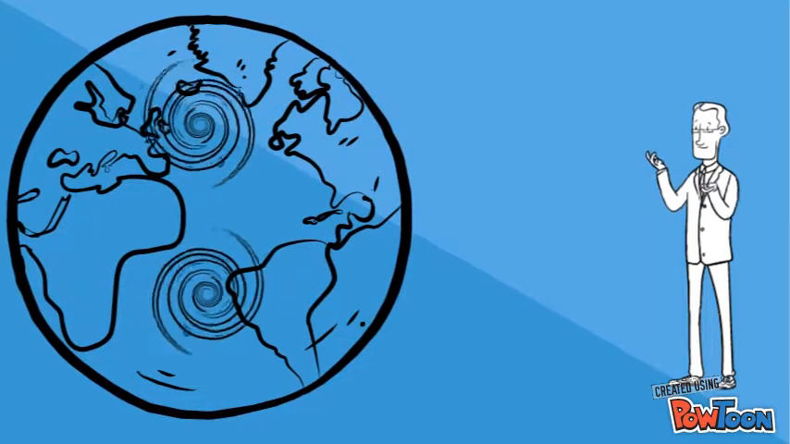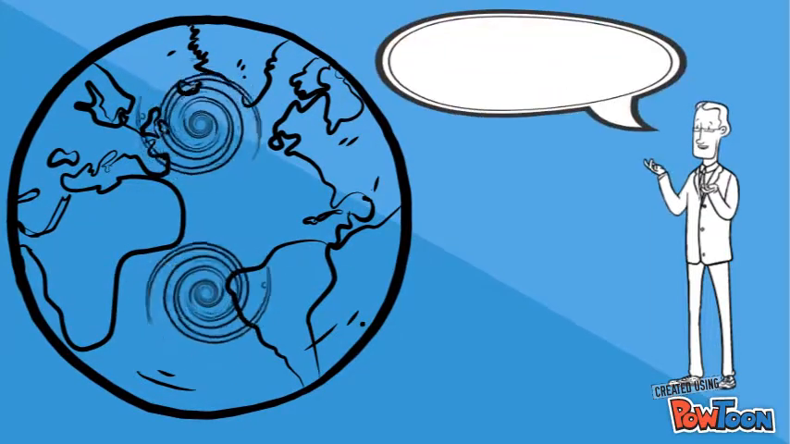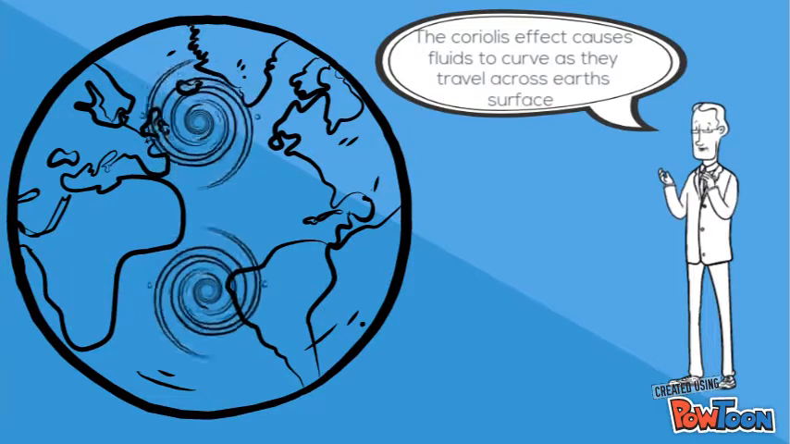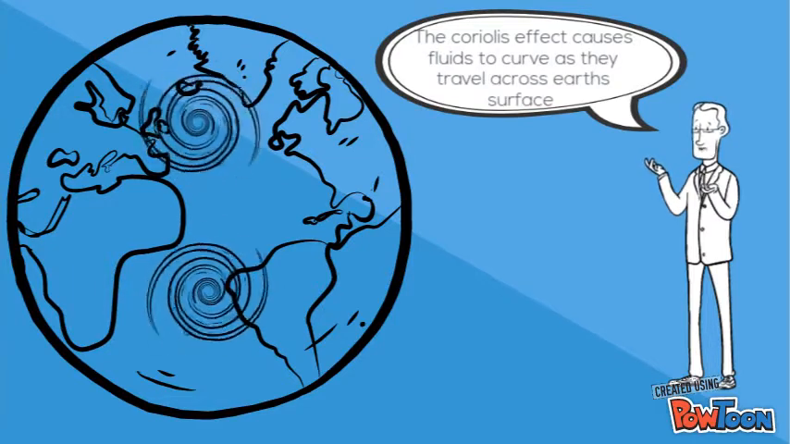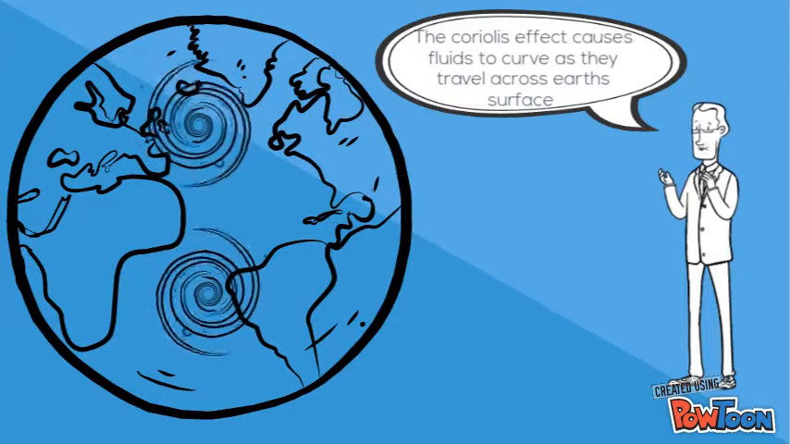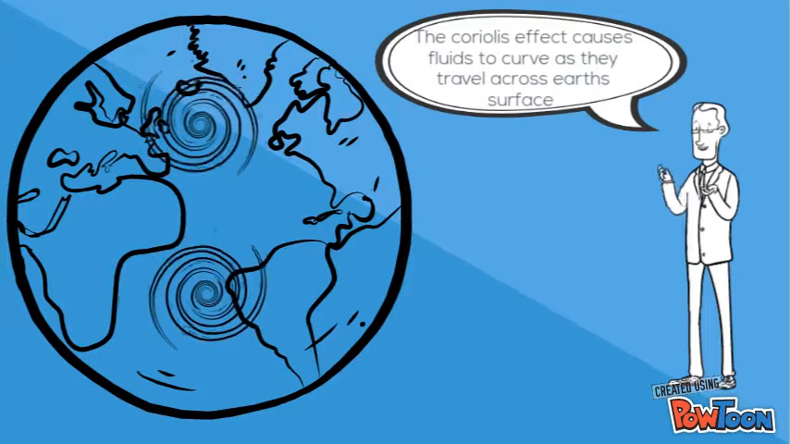The reason this happens is known as the Coriolis effect. The Coriolis effect causes fluids to curve as they travel across Earth's surface. And the reason that they curve in different ways in different hemispheres is due to the rotation of the Earth. To better understand this, let's look at some examples.